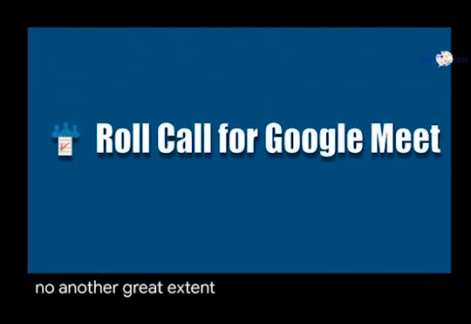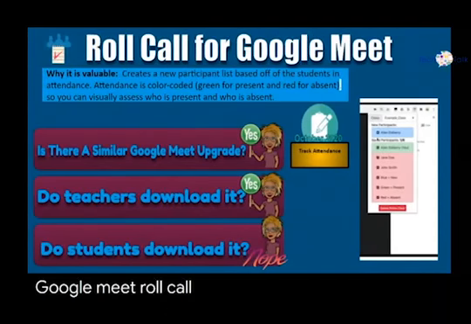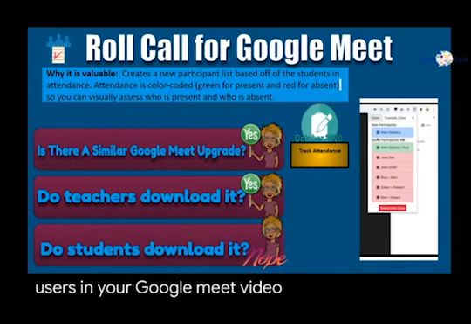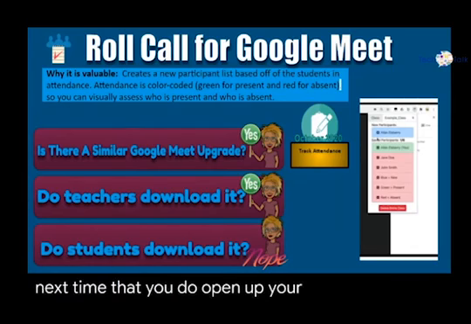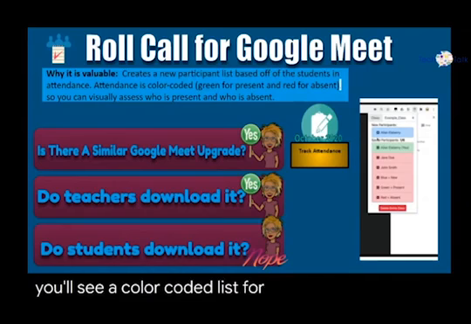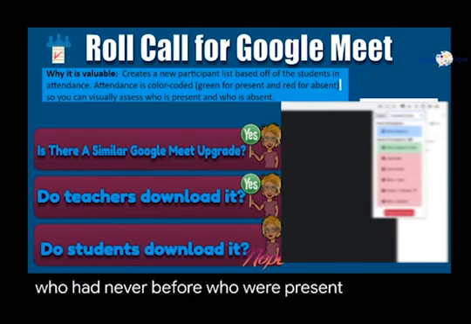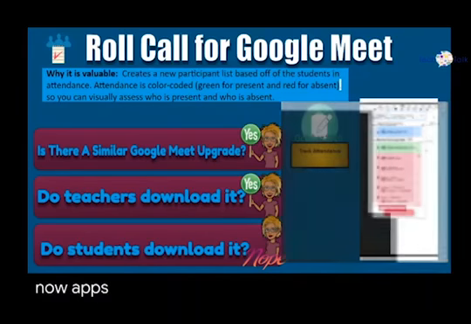Another great extension is called Roll Call for Google Meet. Roll Call quickly lists all of the current users in your Google Meet video class, and then you can save those usernames to your class roster. So the next time that you open your Google Meet, you'll see a color-coded list for all of the attendees. Blue will represent the ones who are not on your roster yet that you can add. Green represents those who were there before who are present. And red represents those who were there before who are now absent. That is a great way.